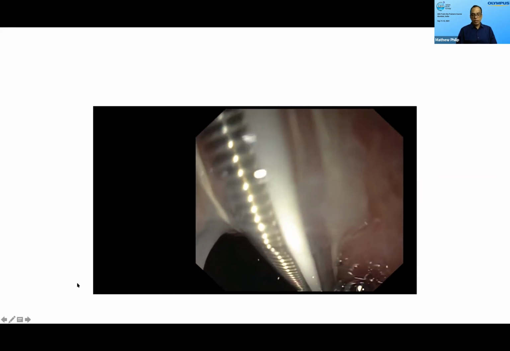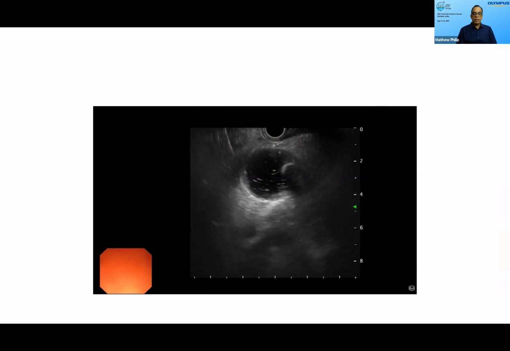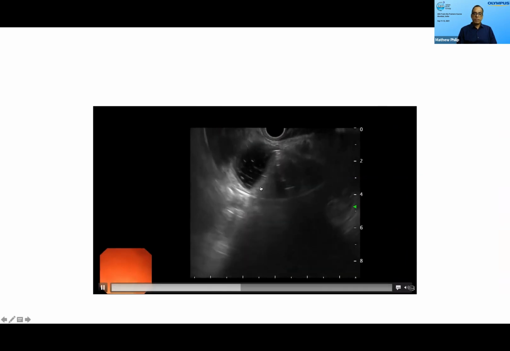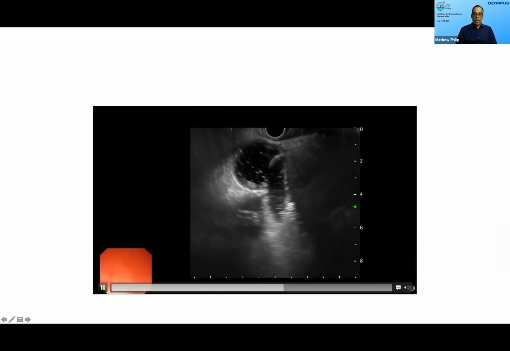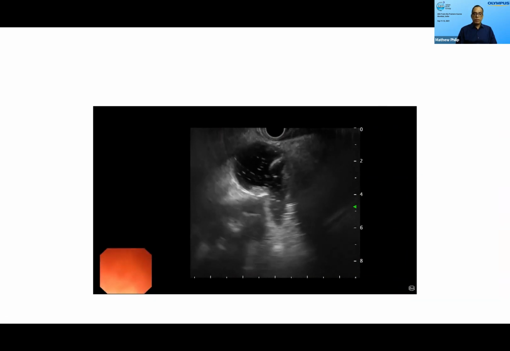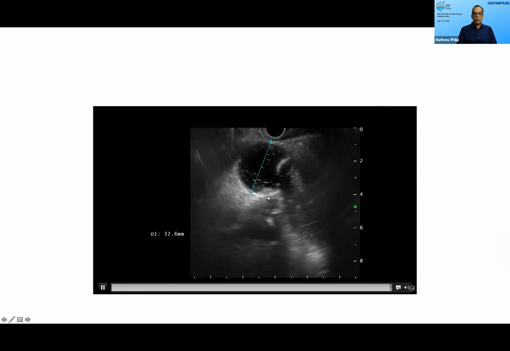Then you pass your linear EUS scope. You can see the oroenteric tube there. Find out the segment filled with saline and methylene blue. Identify the best spot for your puncture, and it is better to measure and find out. It should be at least 3 centimeters, so that there won't be any problem in delivering your system.